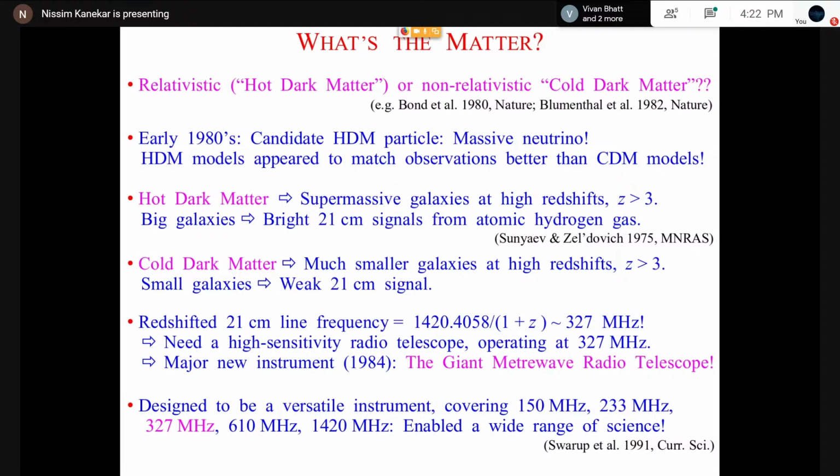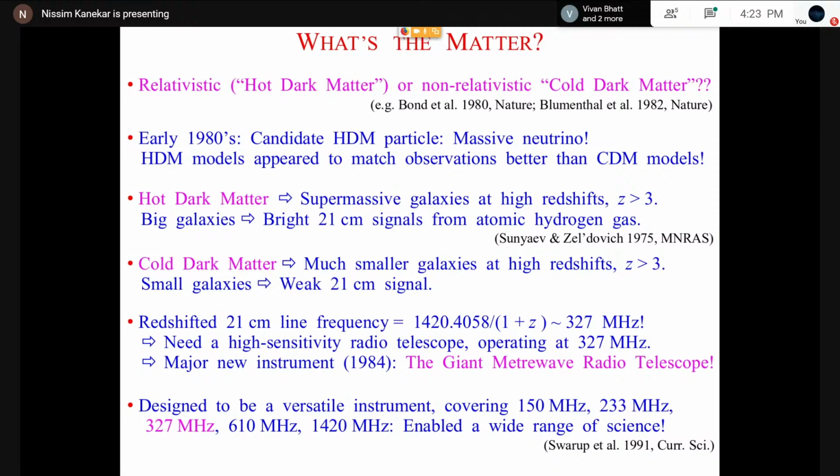And the redshifted 21 centimeter line frequency is the rest frequency, 1420.4 megahertz, divided by 1 plus z. So if z is about, let's say, 3.5, then the frequency to which the line is redshifted is 327 megahertz. So if you want to detect this line from the highest redshift galaxies, you basically need a very high sensitivity radio telescope operating at 327 megahertz. And this was the primary science goal for Govind's proposal for the Giant Metrewave Radio Telescope, the detection of 21 centimeter signals from these supermassive galaxies predicted in the hot dark matter cosmology.